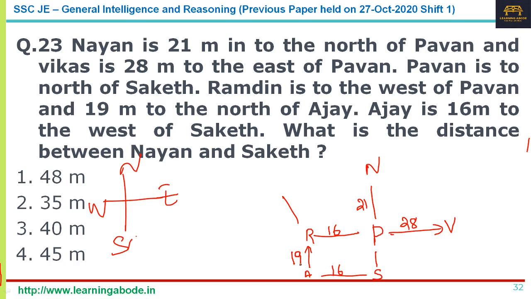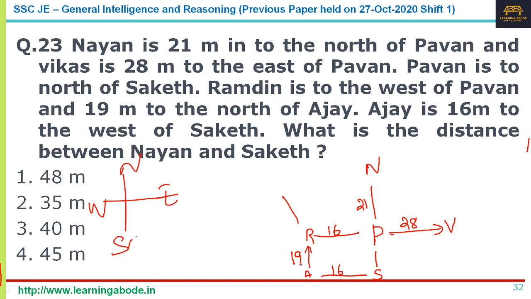Now the question is, what is the distance between Nine and Saket? If you look at Nine and Saket, they are in a straight line. Between Nine and Pavan it is 21, and between Pavan and Saket it is 19. So 21 plus 19, it is 40 meters. That's answer option 3 for question number 23.